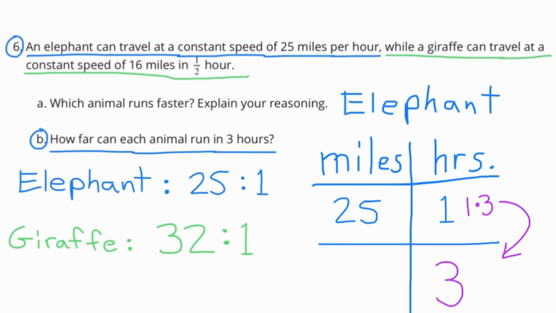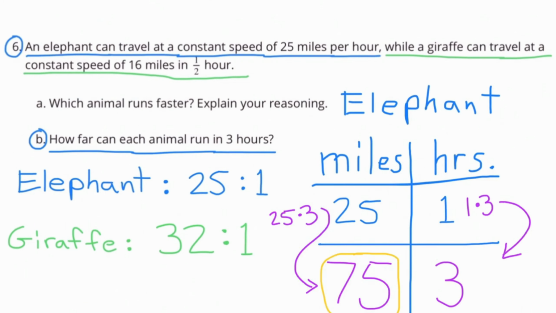To find out how far the elephant travels in 3 hours, I'll have to multiply 1 times 3 to make 3 hours, and I also need to multiply the number of miles by 3. 25 miles times 3 equals 75. So in 3 hours, the elephant can travel 75 miles.